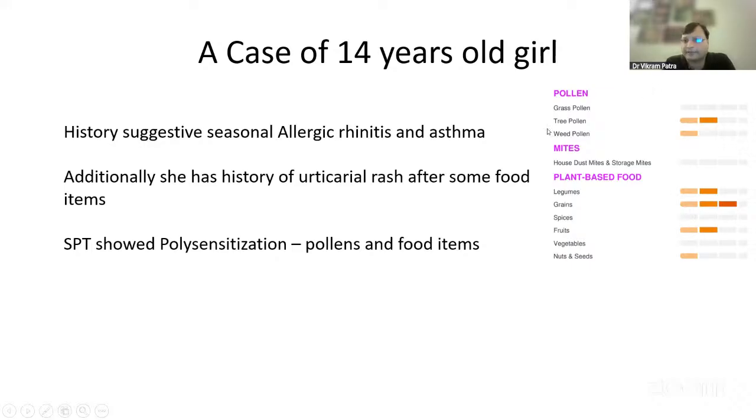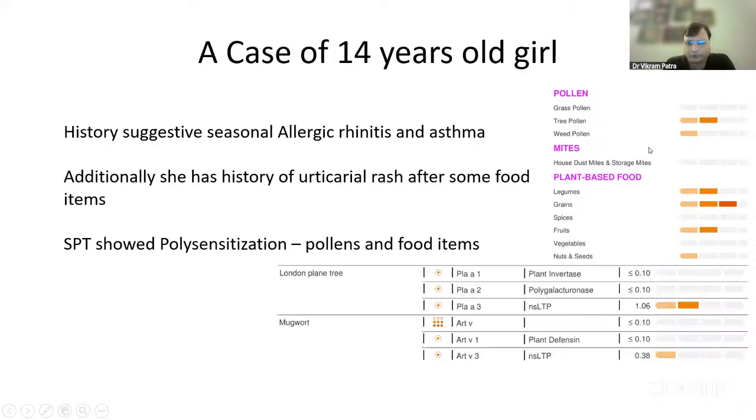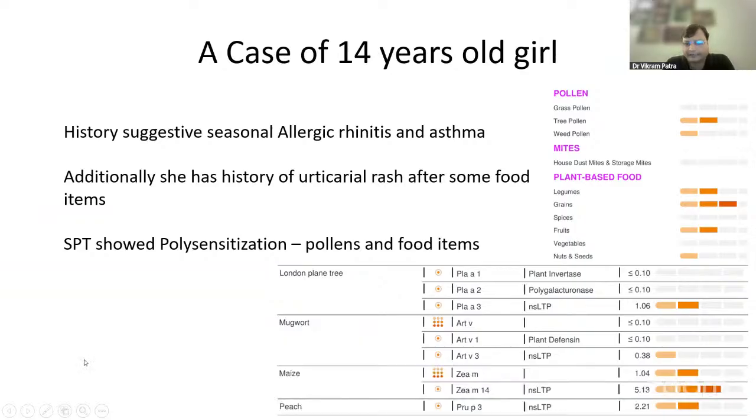So will you start immunotherapy against pollens here? Let us break down the report. Here you can see London plane tree is present, PLA 3 is present, and Artemisia V3 is present. Will you start Artemisia immunotherapy for this patient? No. As we mentioned, ARTV1 is the major allergen from the mugwort, and when it comes to the food items, you can see maize, nsLTP from the fruit or the food item source, their main source. So in this patient, even if the skin prick test is positive for Artemisia or Parthenium, because of the group we will discuss, you will not start immunotherapy for this patient.